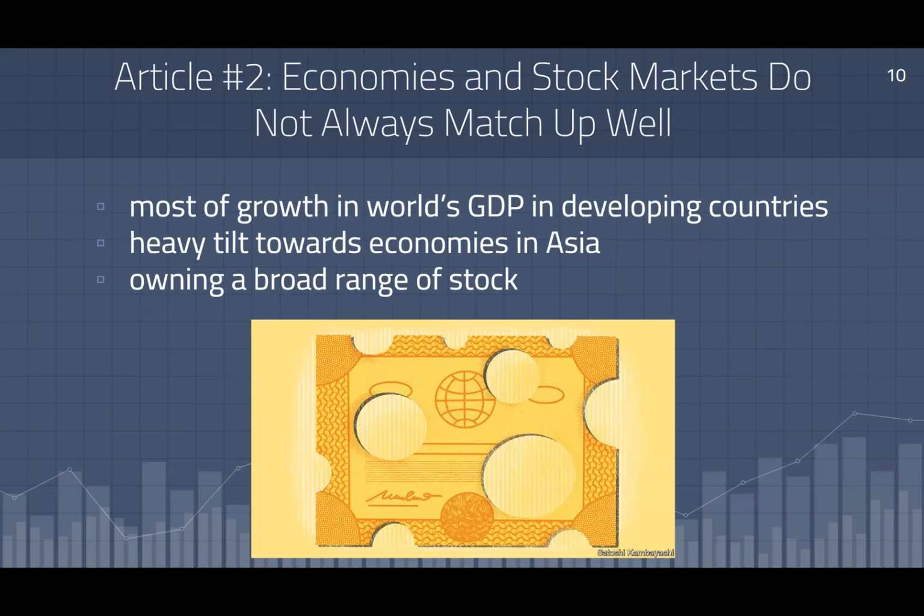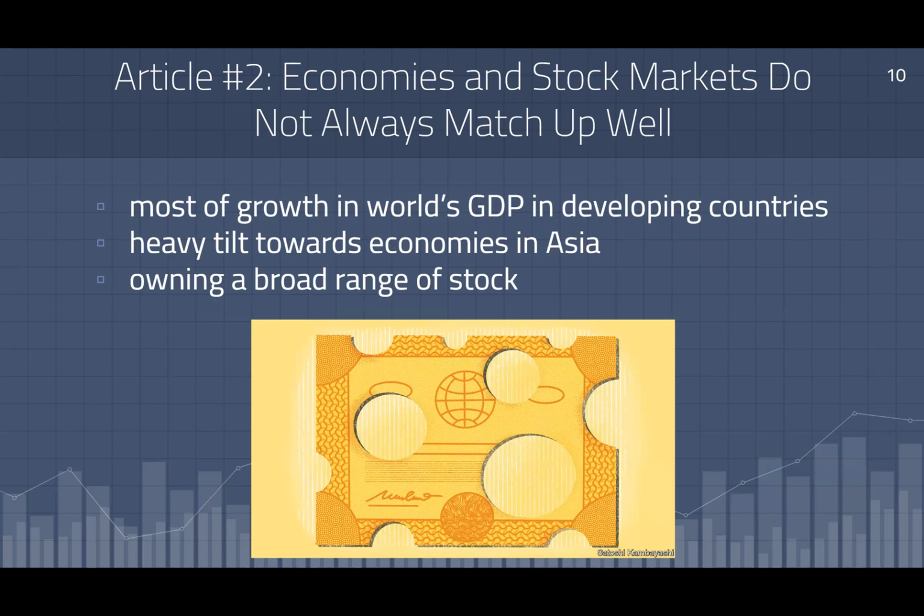The next article analyzed is also from The Economist and is called Economies and Stock Markets Do Not Always Match Up Well. Most of the growth in the world's GDP over the next 5 years will be in developing countries, says the IMF, the International Monetary Fund.